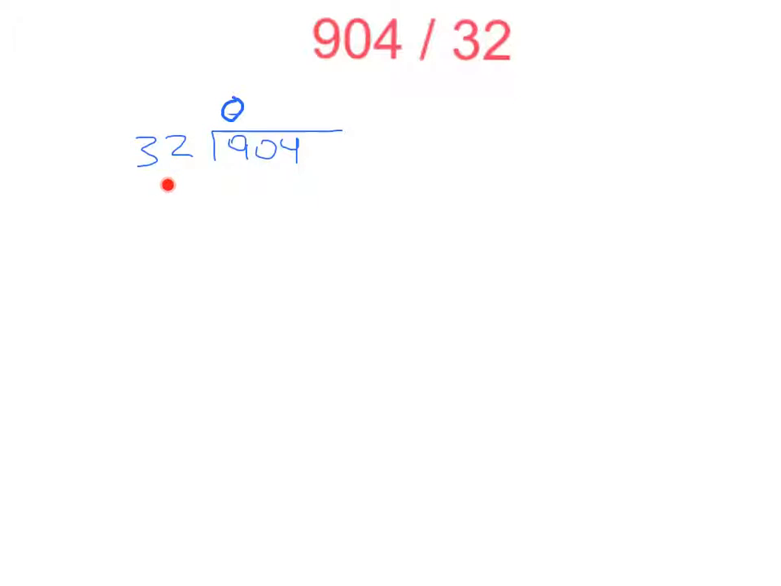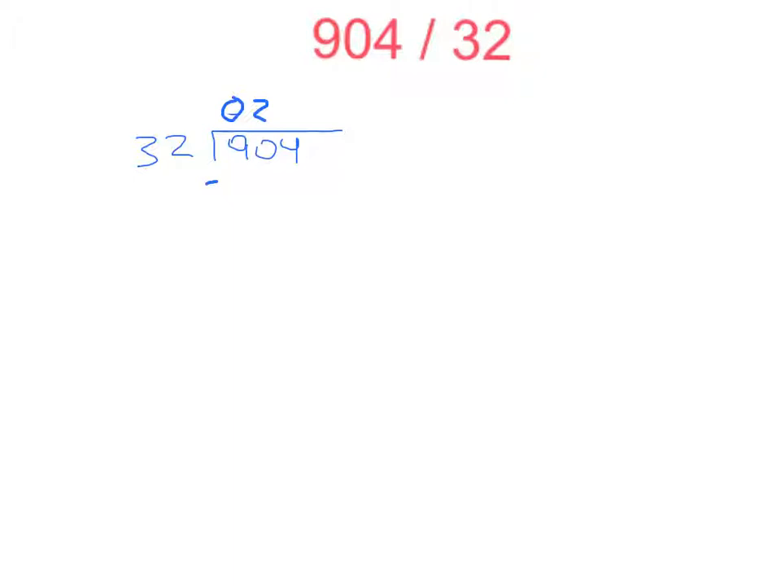But I know this 32 is a little bit too big. 32 times 3 would be 96, which is way too big. So I just know that 32 times 2 is 64. I just did that quickly in my head. So I'm going to say it will go in twice. And let's see what's left.